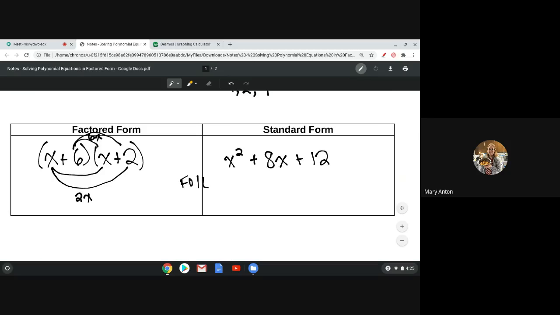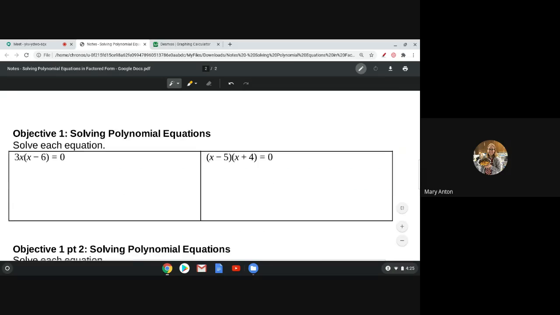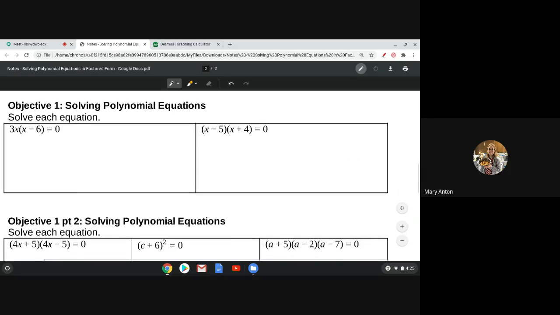So that's it for this page. Lots of vocab. Go ahead and flip the page over. And we'll actually talk about solving polynomial equations. So we're going to solve each equation. And to do this, we are going to use the zero property, which states if a times b is equal to 0, that means a equals 0 or b equals 0. That means one of those two terms has to equal 0.